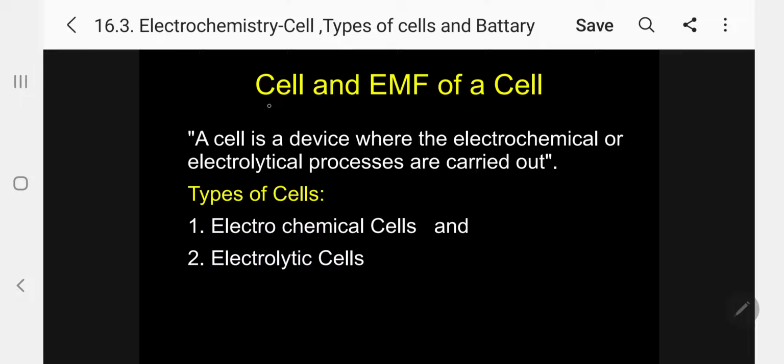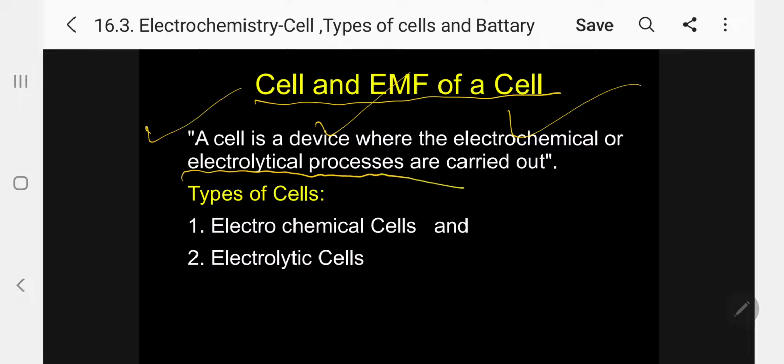Cell and EMF of a cell. I already informed you what is an electrode, what is a cell. A cell means automatically consists of two electrodes. Let me define now cell. A cell is a device where electrochemical or electrolytic processes are carried out.